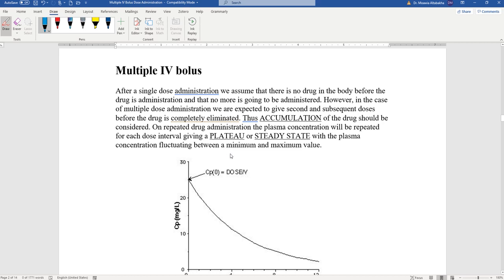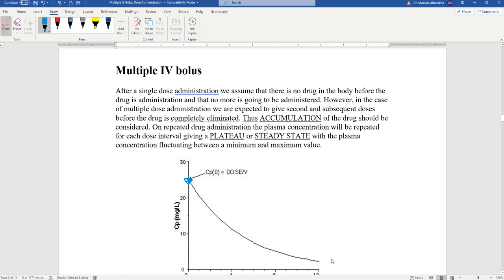Now, let's focus on multiple IV bolus administration. Suppose you give an IV injection. Imagine yourself giving someone an IV injection. After you inject the drug, of course you will have CP0, which is the highest concentration of this single dose. And if you leave it for a long time, and then you give the IV injection again, the same thing will be repeated. Why? Because after a long time, let's say a few days, you expect that nothing remains from the initial dose.